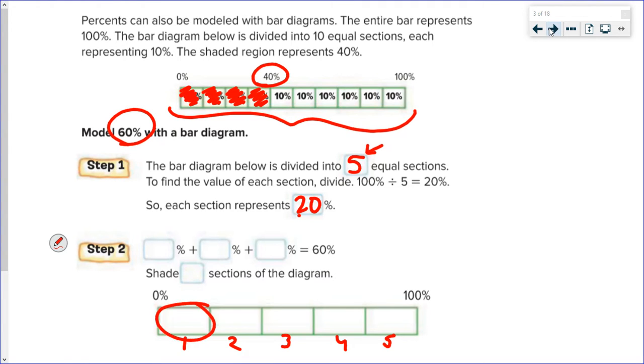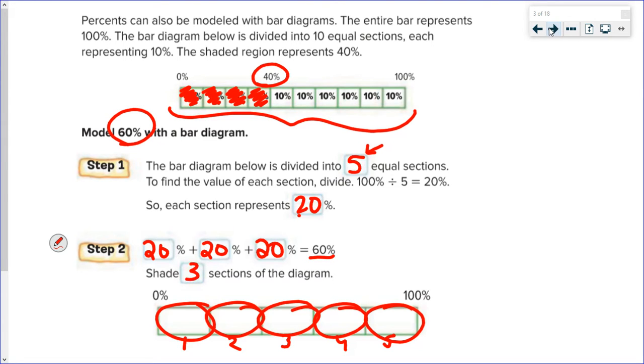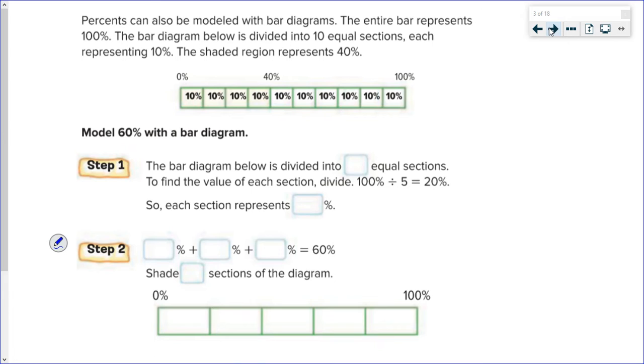So that means this bar is 20%, this bar is 20%, this one's 20, this one's 20, and this one's 20, which is going to equal 100 altogether. But I want to figure out 60, right? So how many sections of this bar am I going to shade to get to 60% right here? Well, I know that 20% plus 20% plus 20% equals 60%. So that means I need to shade in 3 sections of this diagram. So I can shade in 1, 2, 3. So that means I just shaded 60% of the bar. I know it's a little messy. So that's kind of what we're doing when we're using bar diagrams to figure this out. All right, keep it moving.